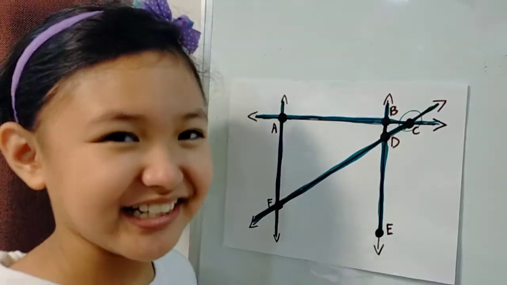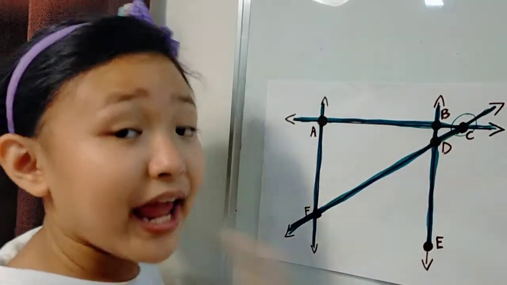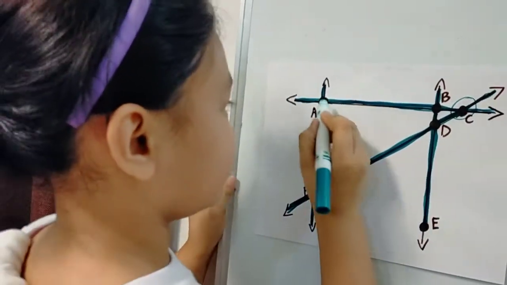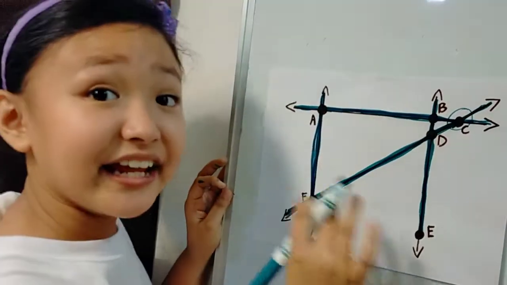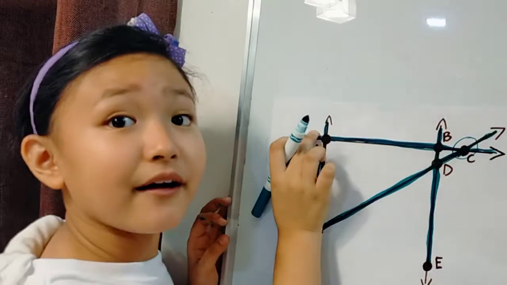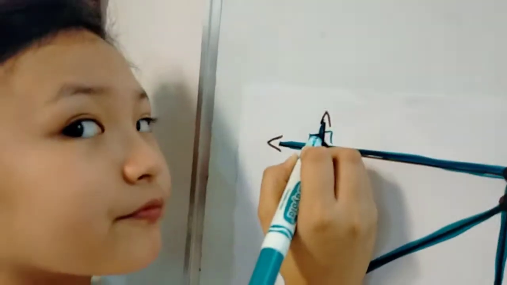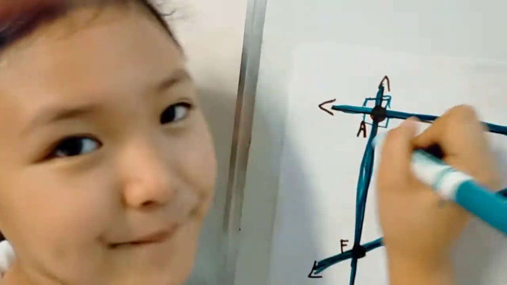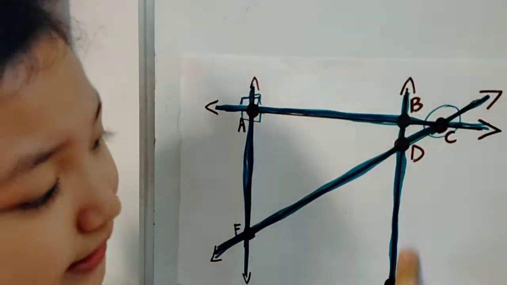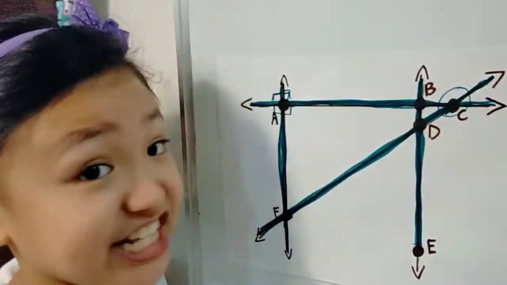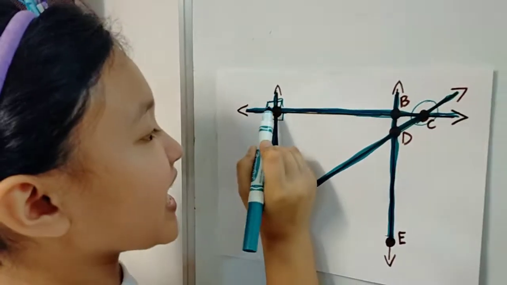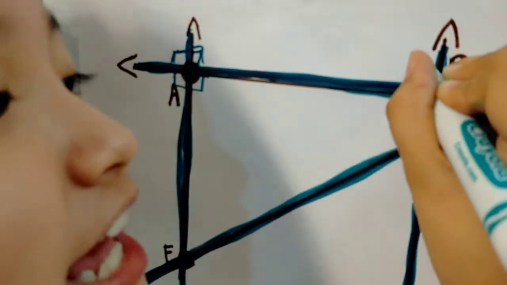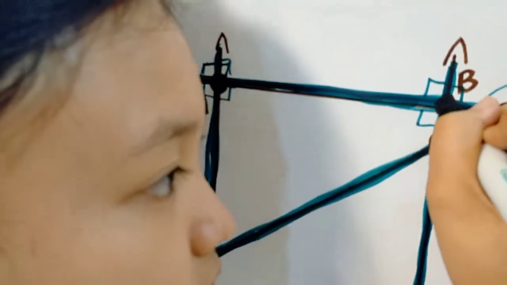Next, perpendicular lines. AF is perpendicular to AC. Look, they have the right angle. Last, BE is perpendicular to AC because it has the right angle. Look!